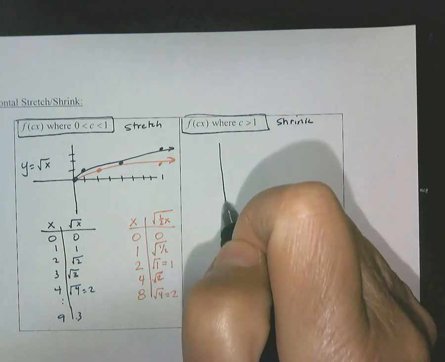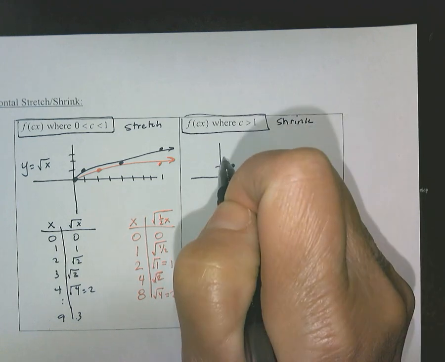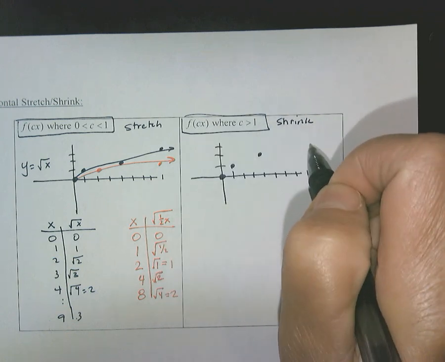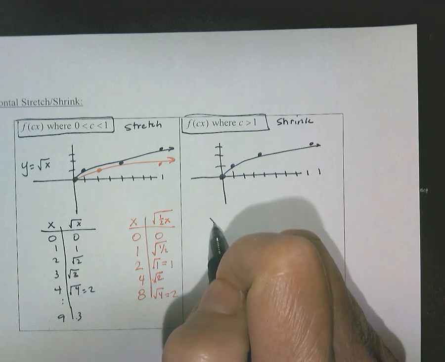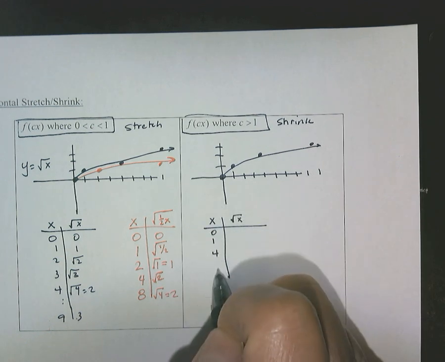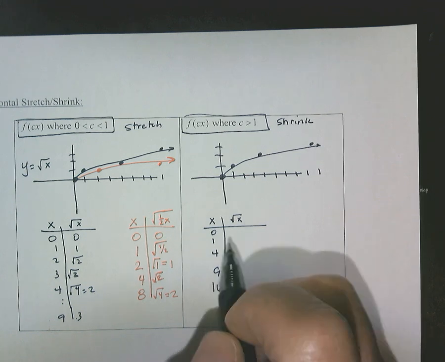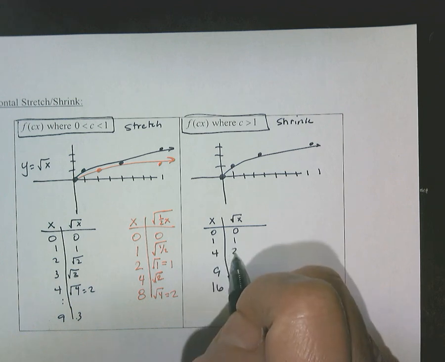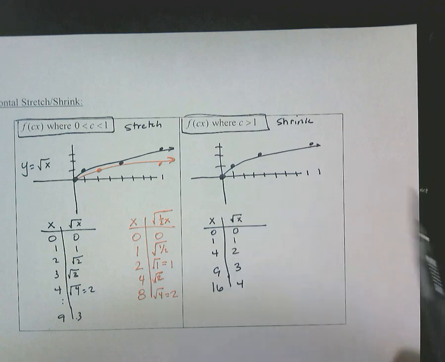So if I go back to my function, 0, 0, 1, 1, 4, 2, 9, 3. Looks like that. Go back to my table. I'm only going to plot 4 and 9. I'm not going to worry about all the other numbers. I could go on, I could plot 16. So the square root of 0 is 0. The square root of 1 is 1. Square root of 4 is 2. Square root of 9 is 3. Square root of 16 is 4. And that's where I get all these points.